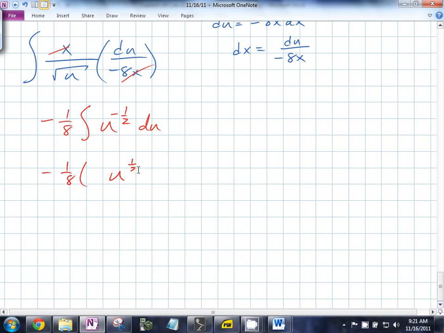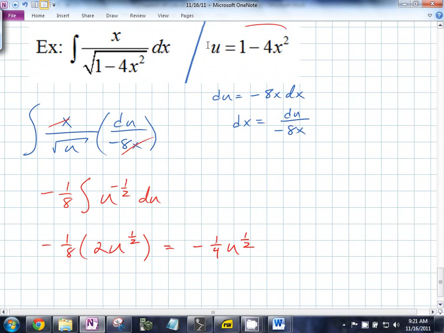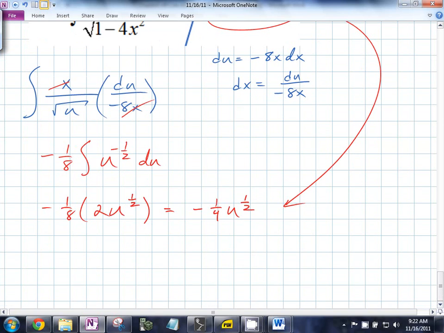But what does u equal? What does u equal? That. So we end up with negative 1/4 of what? 1 minus 4x squared to the what power? To the 1/2. How would we check this answer? Take the derivative. So let's actually check this.